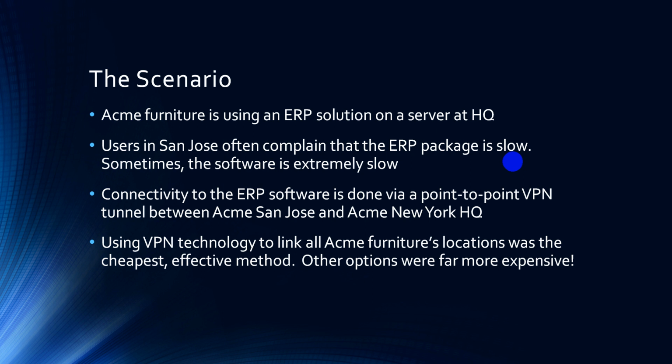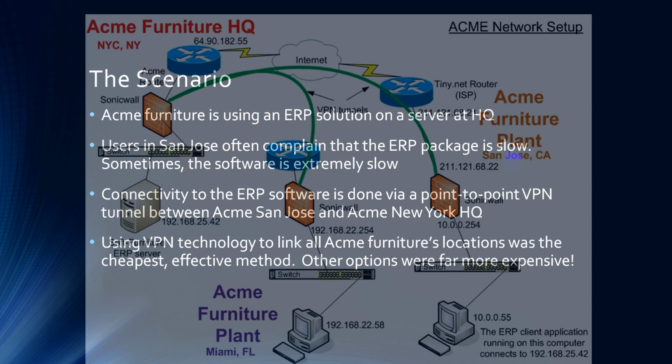Now, Acme Furniture has their headquarters in New York, and they have two plants, one in San Jose and one in Miami. People in San Jose are often complaining that they find the software runs very slowly, and sometimes it is extremely slow. The connectivity between Acme Furniture's three offices is done via VPN, and the reason they chose VPN is obviously because it's the most cost-effective method of linking the offices together.